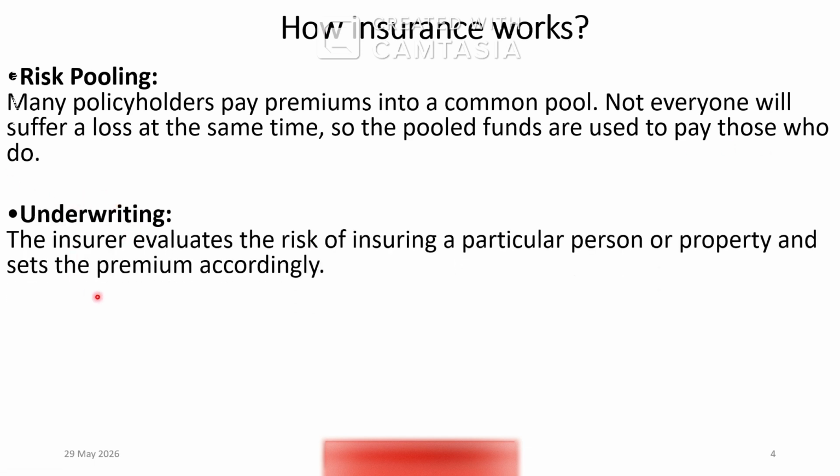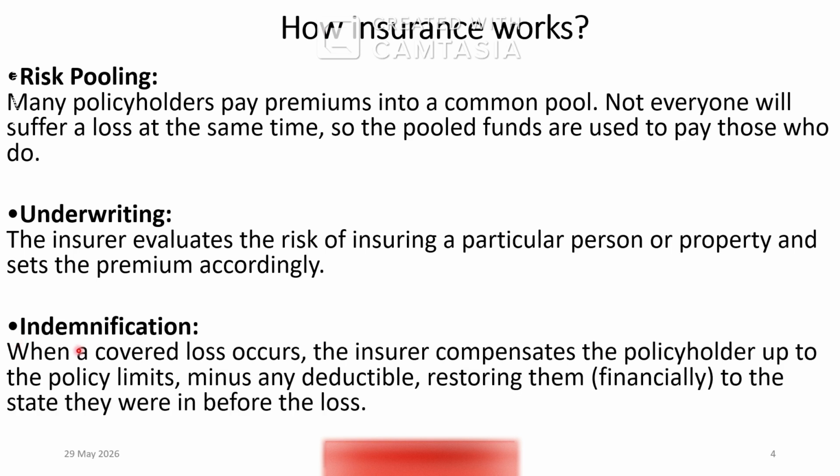In the insurance industry, the underwriter plays a big role. This insurer evaluates the risk of insuring a particular person or property and sets the premium accordingly. So those people are called the underwriter. Indemnification. When a covered loss occurs, the insurer compensates the policyholder up to the policy limit minus any deductible, restoring them to the state they were in before the loss. So the insurance company takes the responsibility to restore your property to the previous condition before the accident happened.